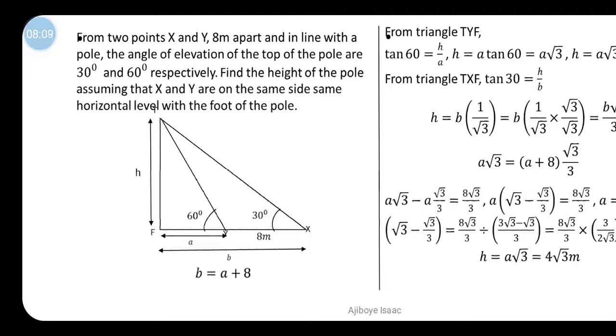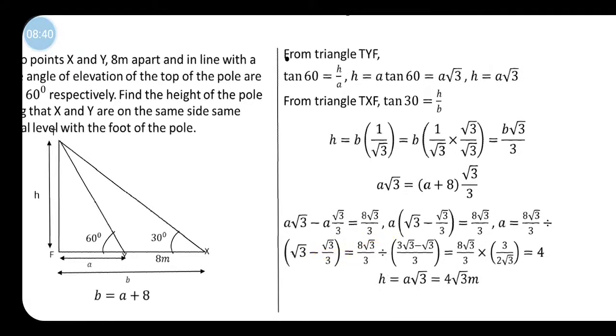And if we represent the distance between f and y as a, and the distance between f and x as b, it will be clear that b can be represented as a plus 8 because the distance between f and x is the same as adding the distance between f and y and the distance between y and x. So our b is a plus 8.